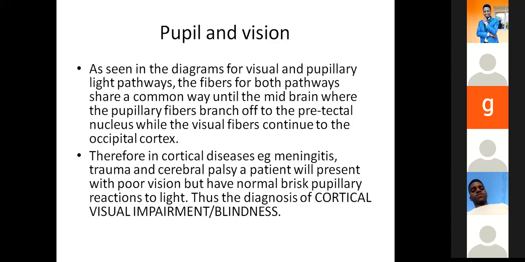So in cortical problems, vision is affected, but pupil reaction remains very normal because pupil fibers don't reach the occipital cortex. However, if you have a problem within the midbrain up to the optic nerve, you will always get abnormal pupil and abnormal vision. And that's how we make a diagnosis of cortical visual impairment and blindness, just by doing pupillary reaction and checking for vision. If you find a patient presenting with very poor vision and the pupil reaction is normal, you should know that the lesion is within the occipital cortex. And that's what we call cortical visual impairment.